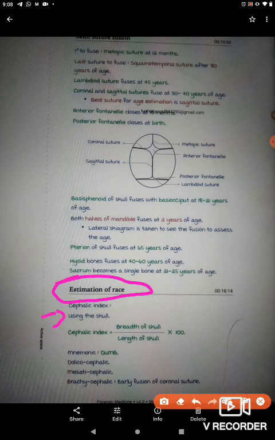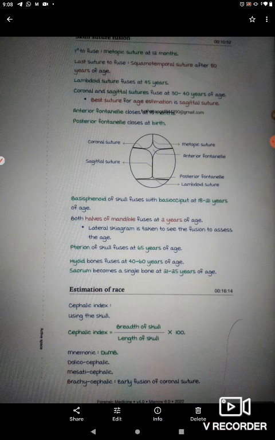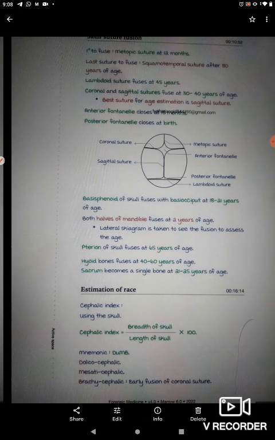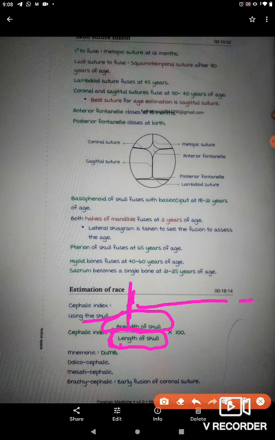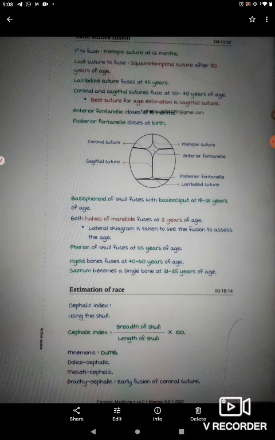First is the cephalic index. Cephalic index is the breadth by length of the skull. For breadth, I think they take between the two parietal eminences only, and length between the topmost point and the occiput. What is that point called? Do they take it from the anterior fontanelle, or where do they take it? We will check and tell later.